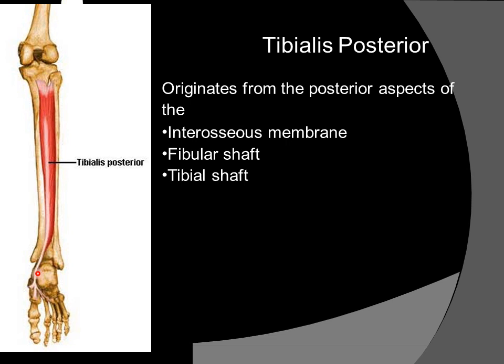Insertion of the tibialis posterior is onto the tuberosity of the navicular bone, and the slips of the tibialis posterior pass to all the tarsal bones except the talus and the bases of the second to fourth metatarsals. So that is the insertion of the tibialis posterior. Nerve supply is by the tibial nerve.